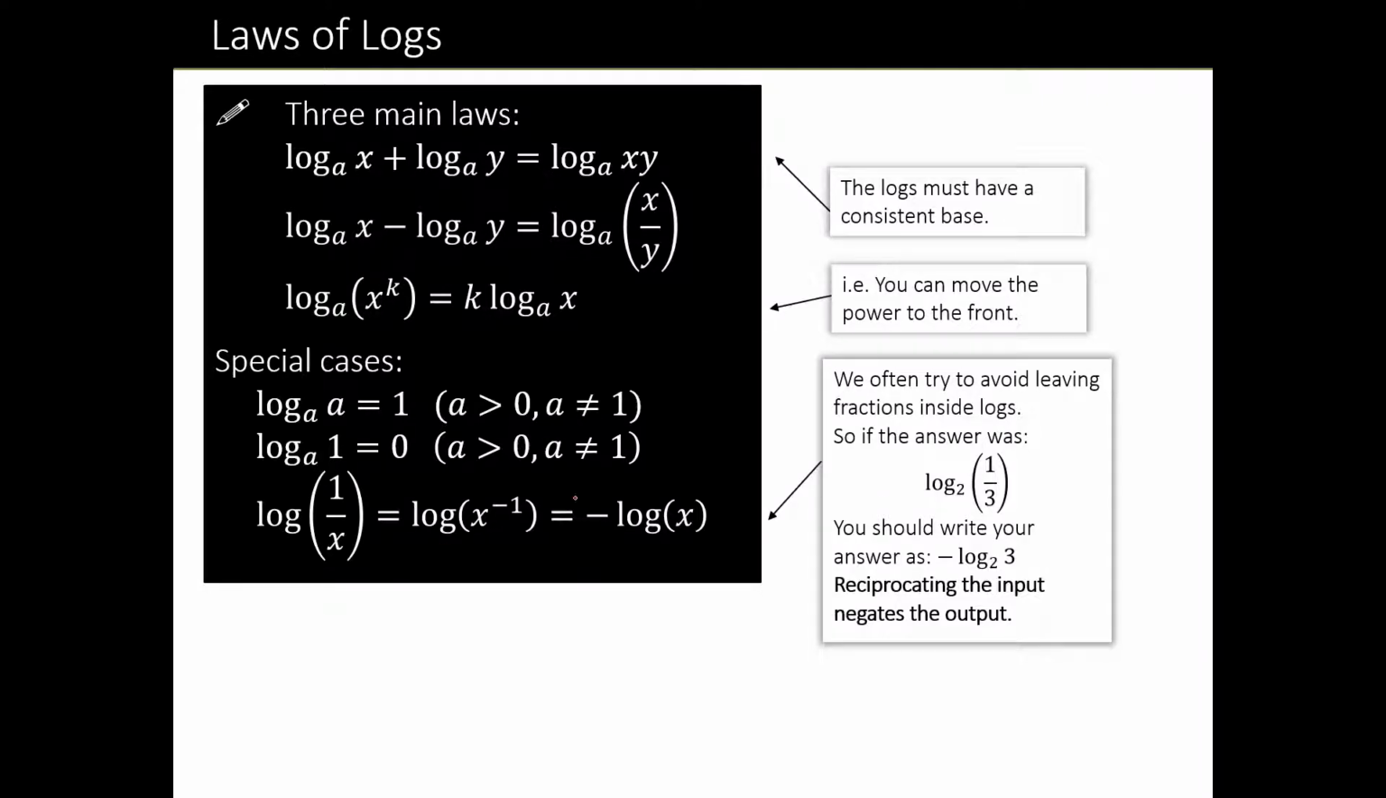Here we have the special cases. So clearly, a to the power of 1 is a. So if the base and this are equal, then this is going to equal 1. A to the power 0, anything raised to the power 0 is equal to 1. And this is a special way of looking at this law, that if we have 1 over x, then we're going to get x to the power of minus 1. And then when you bring that down to the front, it's just negative log of x.